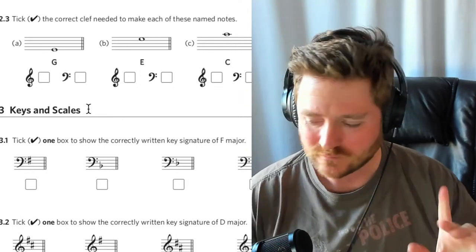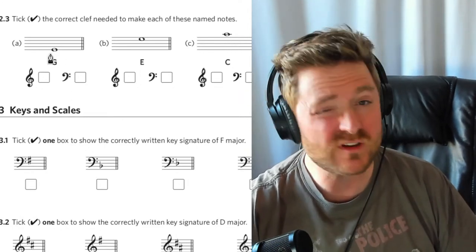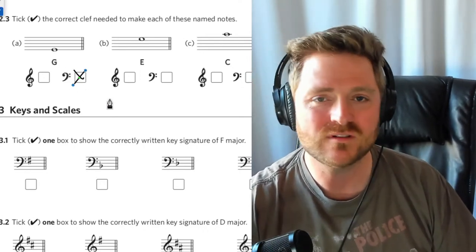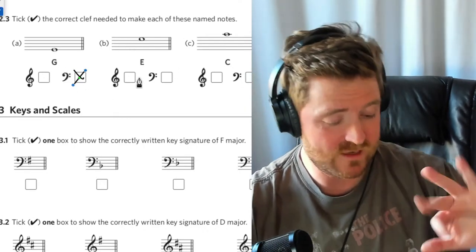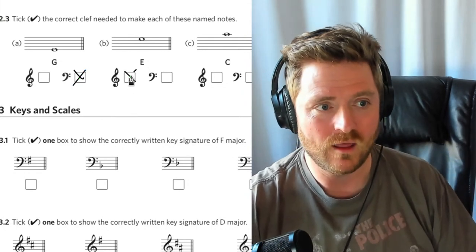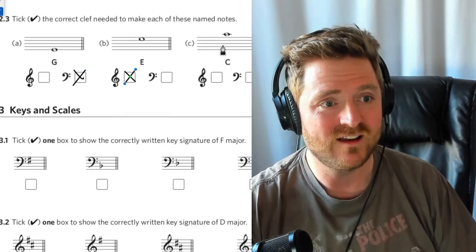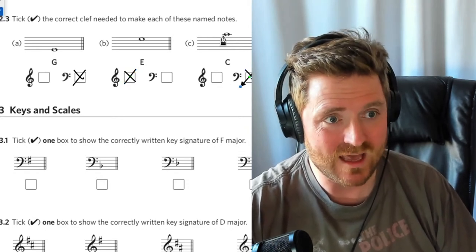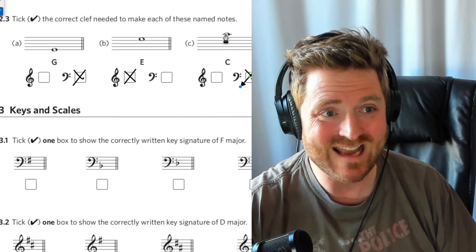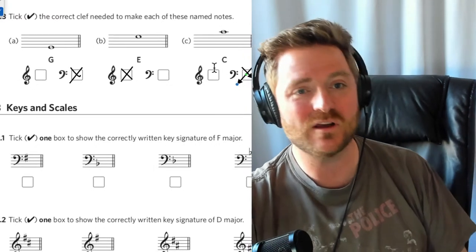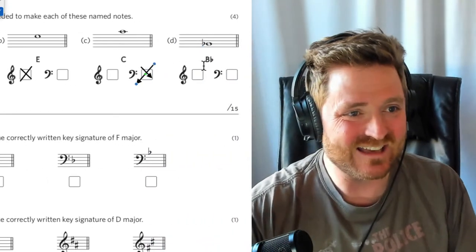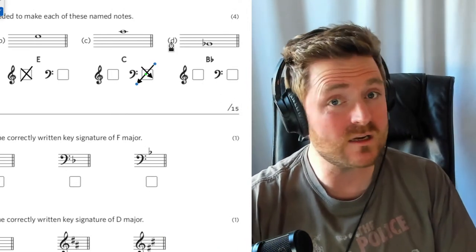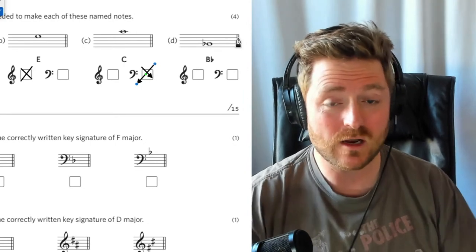Okay, so let's have a look here. So G, well, we've already talked about this one. G on the bottom line is going to be a bass clef note. E on the top space, F-A-C-E, it's going to be the treble clef. C here is going to be the bass clef as well, because that note in the treble clef is an A. And those of you who sing soprano will know that. And just out of interest, the very last one here, a B flat. Well, we know we've just done a B on the treble clef, Every Good Boy.